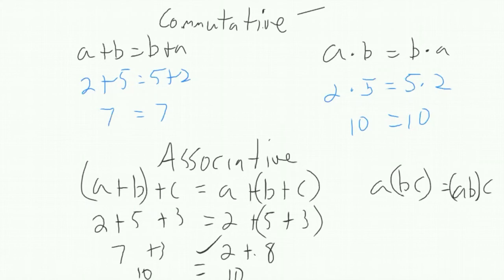So just like here, 2 times 5 times 3 equals 2 times 5 times 3. And I'll change my parentheses placement. So do the parentheses first. 5 times 3 is 15, times 2 is 30. 2 times 5 is 10, times 3 is 30. And again, if I drop my parentheses, I also get 30.